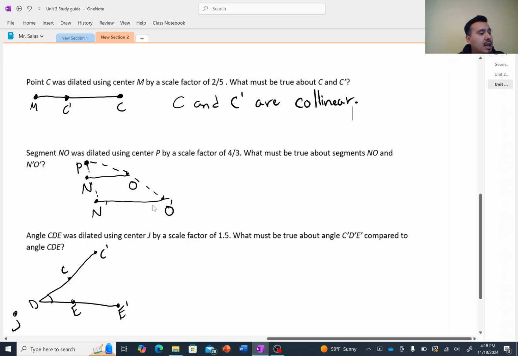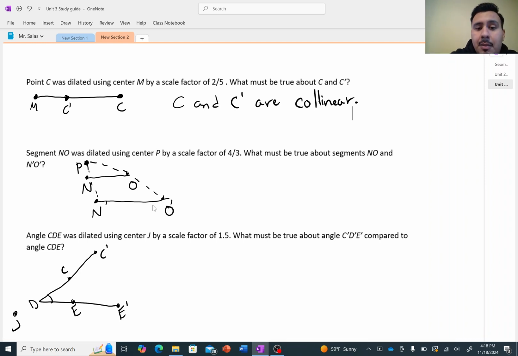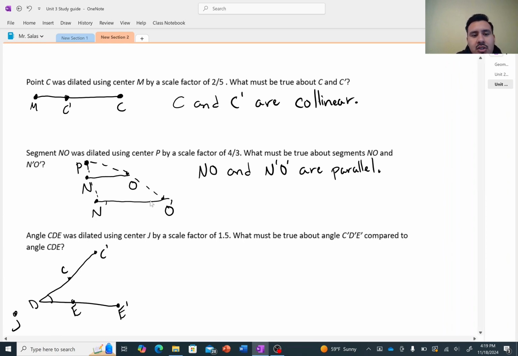What does it mean to be lines that never touch, right? So I'm going to go ahead and say NO and N prime O prime are parallel. They are parallel, right? This only happens when we have a dilation that does not touch our center point. In this case, NO does not touch our point P, so the lines that are being dilated have to be parallel, okay? Let's look at the last one.